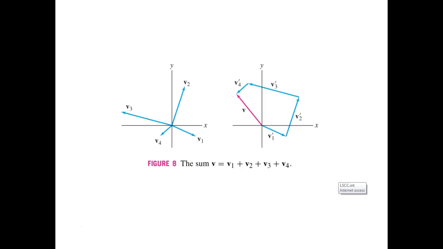So, if we started with vector 1 and added vector 2 to it, that would bring us over here. And then add vector 3 to that, that would give us up here somewhere. And then vector 4 to that would bring us down here somewhere. So we should wind up with a vector over here in the 2nd quadrant. And sure enough, we do. Why they started putting primes on, I'm not sure, because this V1 is the same as that V1 prime.